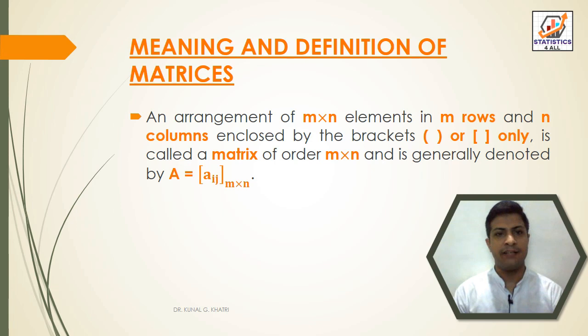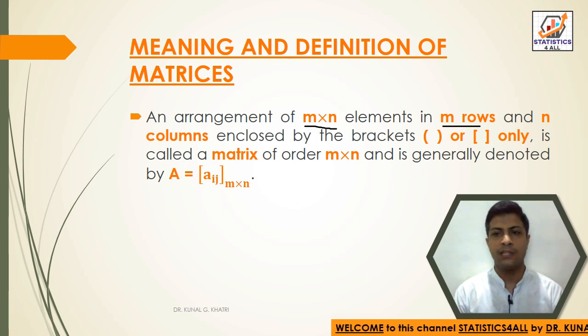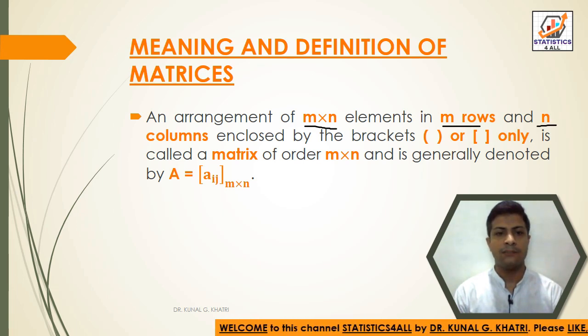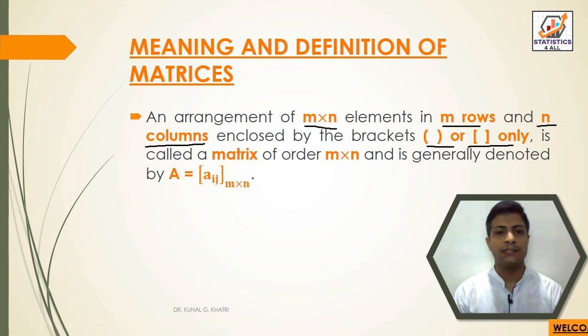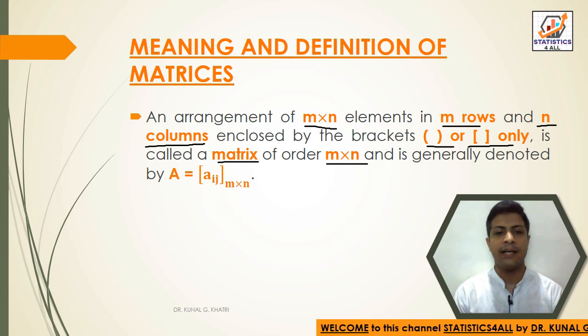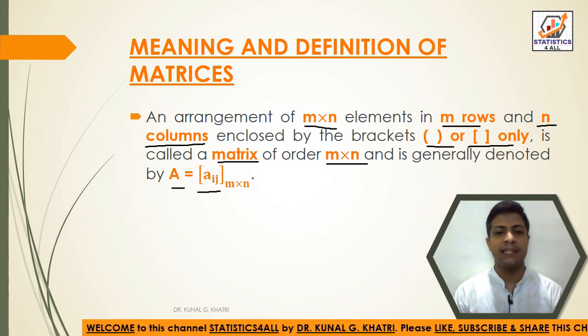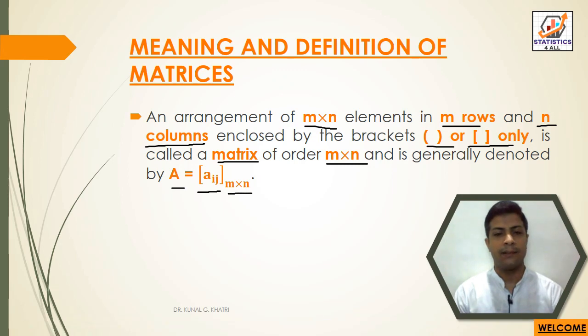Matrices. Meaning and definition of matrices. An arrangement of m into n elements in m rows and n columns enclosed by the bracket or this bracket only is called a matrix of order m into n and is generally denoted by capital A is equal to bracket aij bracket over m into n. So this is an example of m into n.